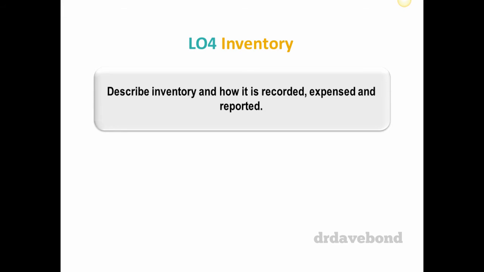Okay, so inventory. I'll clean up the board a little bit.